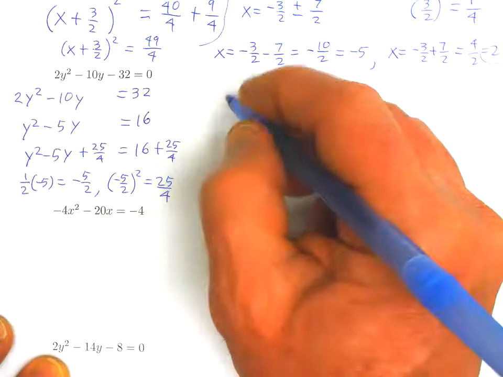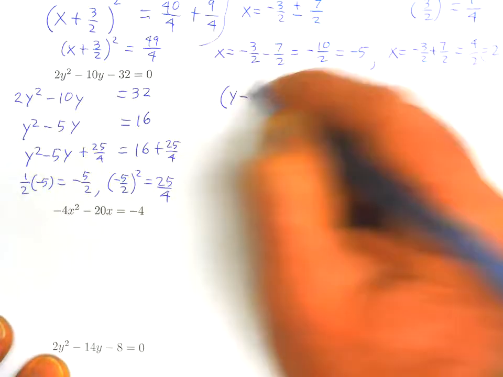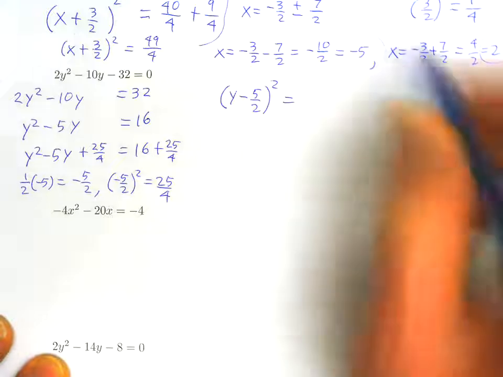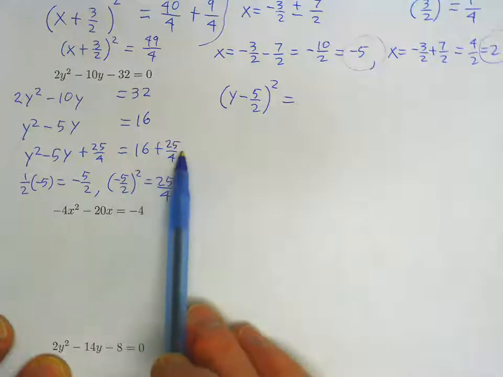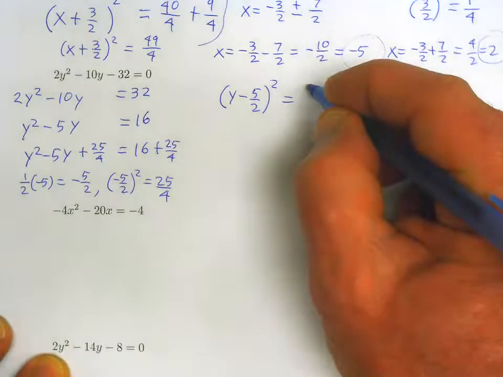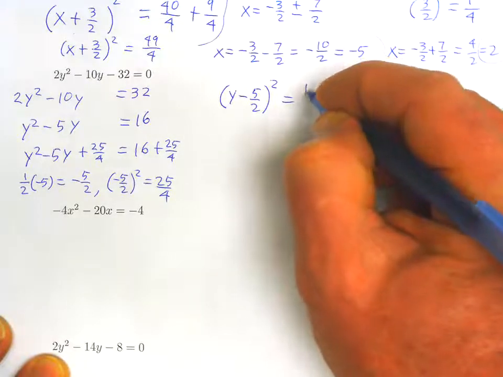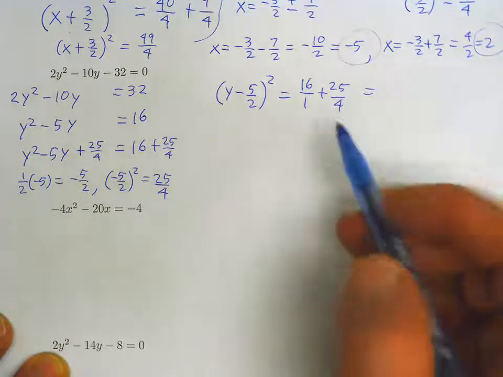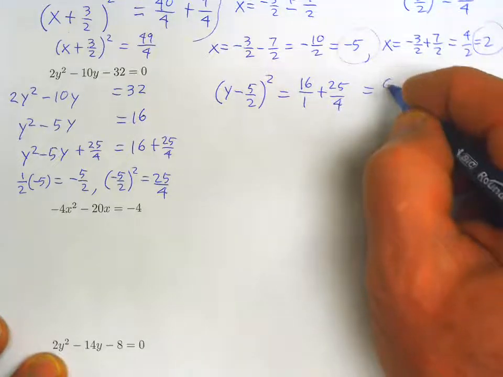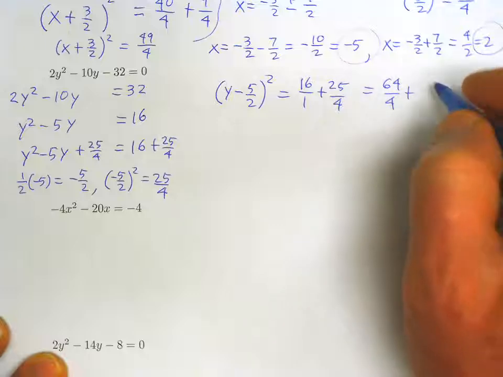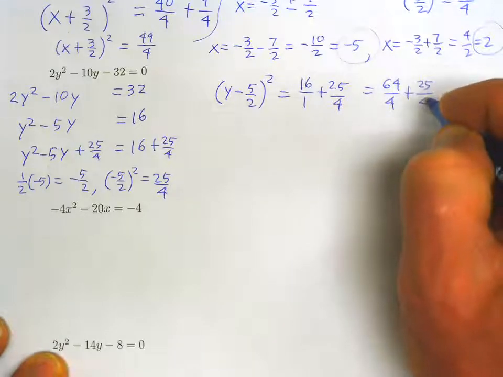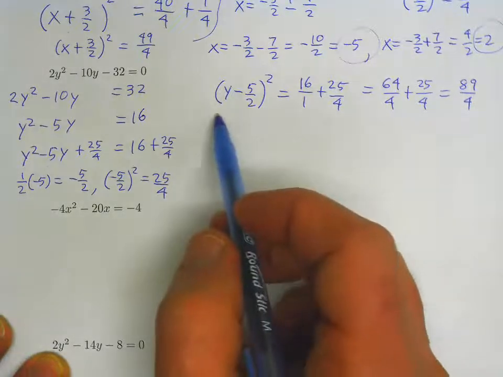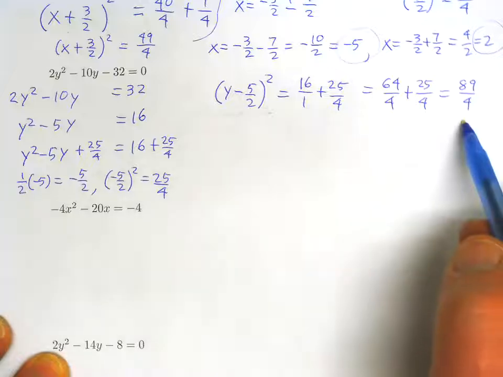Okay, then up here we'll write the binomial squared. So this binomial is going to be y minus 5/2 squared. And we have to add 16 to 25 fourths. So 16 over 1 plus 25 fourths, we need a common denominator, which is 4. So 16 over 1 is equivalent to 64 over 4. And 64 over 4 plus 25 fourths is 89 fourths. Okay, so we now have y minus 5 halves squared equals 89 fourths.